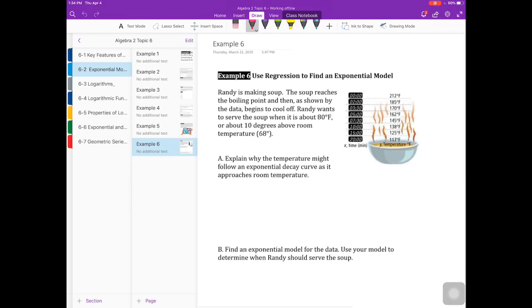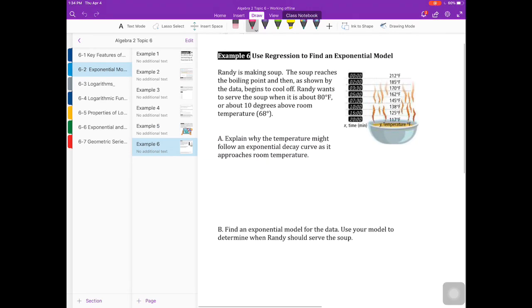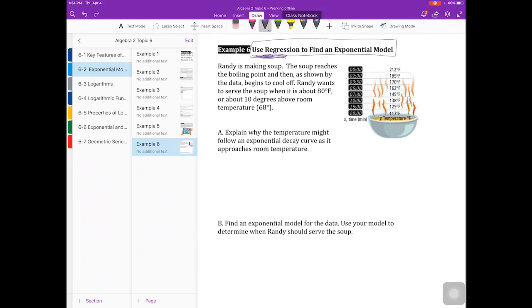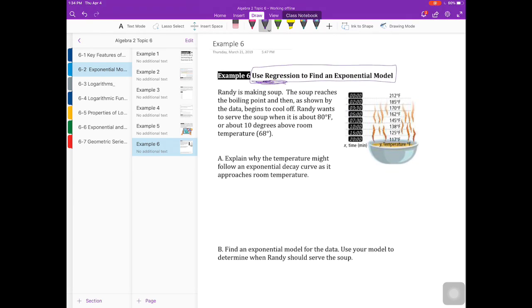Now, for example 6, we are not going to do this in here today because I'm going to actually show you, just like we did with our quadratic regressions, how to do a regression with an exponential model in your actual calculator. It's a lot easier than doing it in Desmos. So we'll do a regression together as a class. That'll be the first thing we do when we come into class.